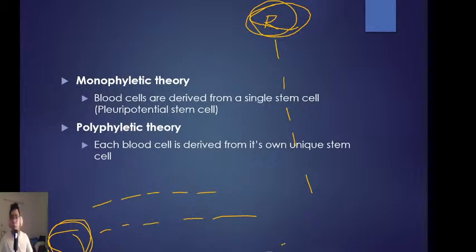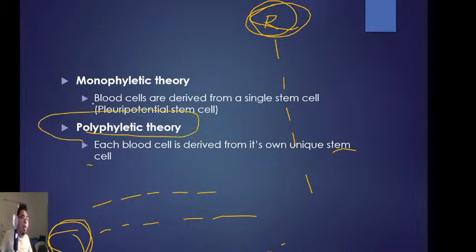Now, what was the question in ASCP? A question in ASCP was: which of the following cells would be considered a polyphyletic stem cell? The choices were an RBC, WBC, CFUGM, or megakaryocytes. The answer is of course CFUGM. Why? It's a multipotential stem cell, or polyphyletic.